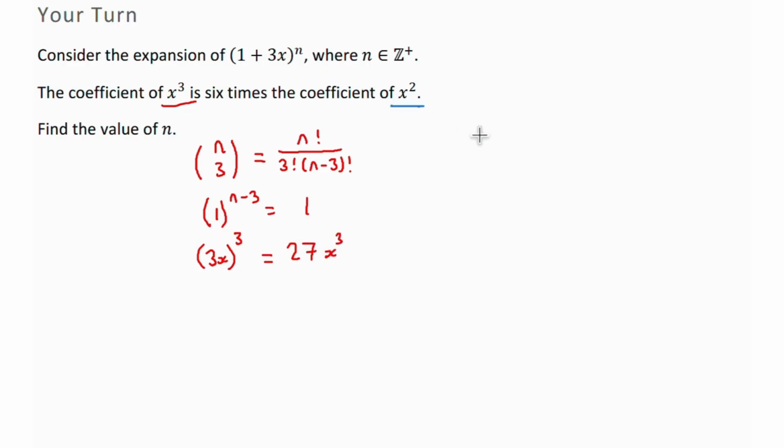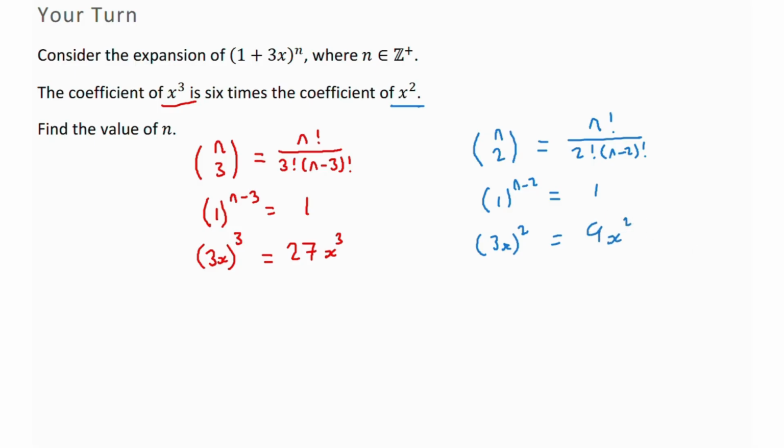Now for the coefficient of x squared, we do a very similar process. It's going to be n choose something, 1 to a power, 3x to some power. To get x squared, this one needs to be 2, and this is n minus 2. Using the formula again, this is n factorial over 2 factorial (n minus 2) factorial. This is 1, and this is 9x squared.